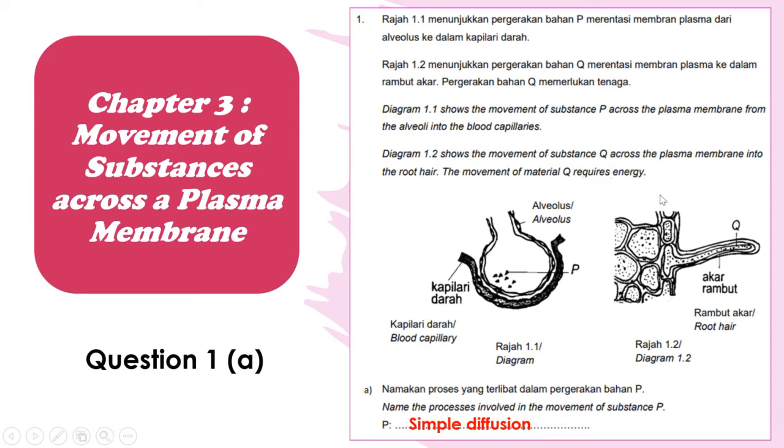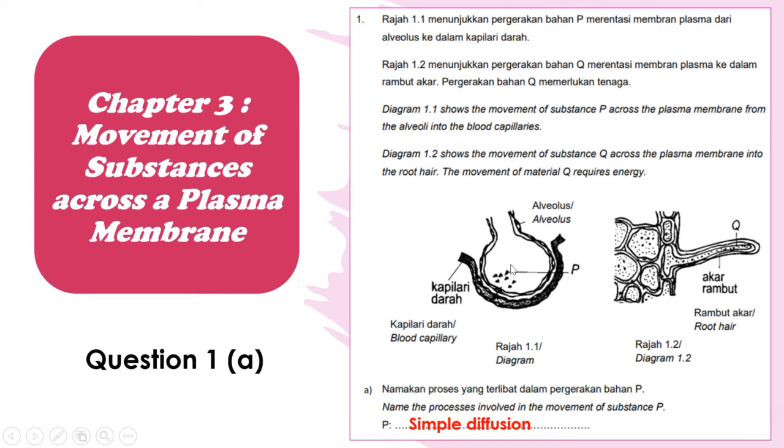Alright, so now let's take a look at diagram 1.2. As we can see here, substance Q moves across a plasma membrane into the root hair cells, and this process needs energy. Alright, so now let's go to question 1A. Name the process involved in the movement of substance P.